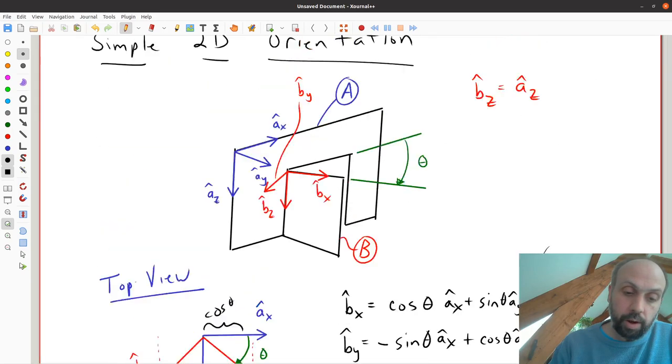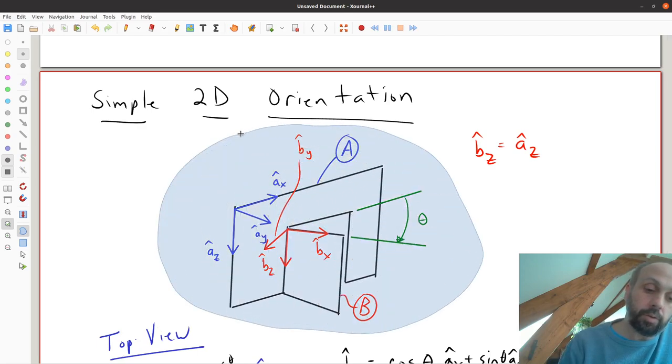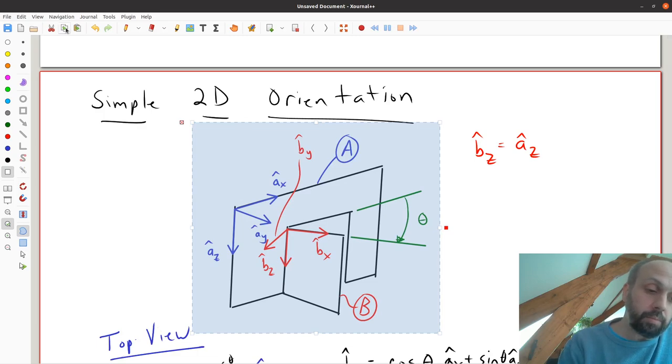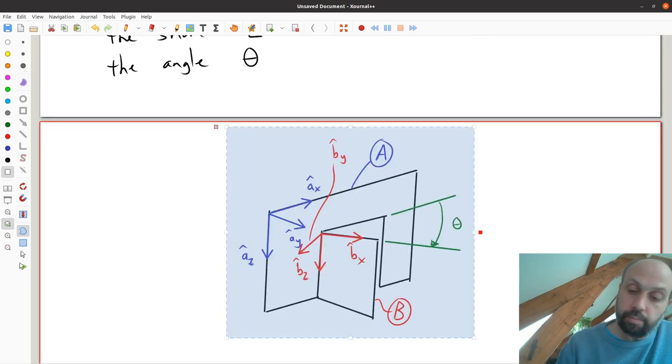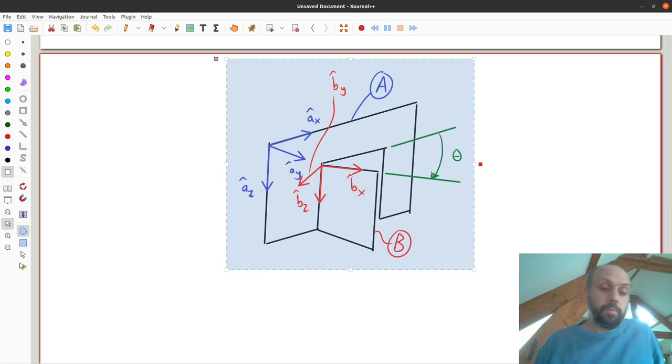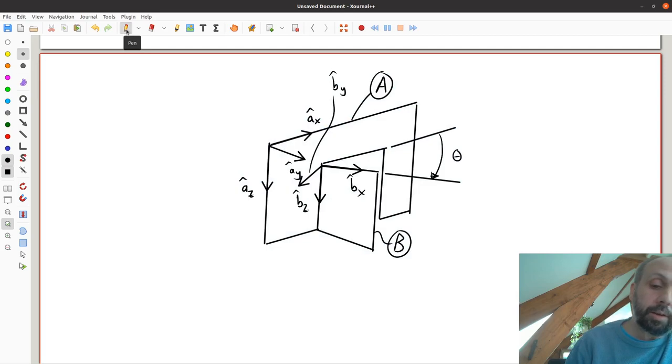So I want to grab my door drawing. We're going to use that again. I can do this. Copy. Paste. All right, so that was a single simple rotation about a single shared axis between two reference frames that we just examined. But we can also do successive rotations. So if I take one rotation after the next, I can connect more than one reference frame.